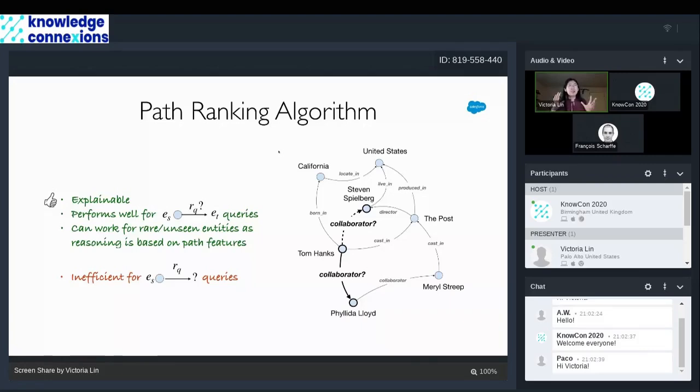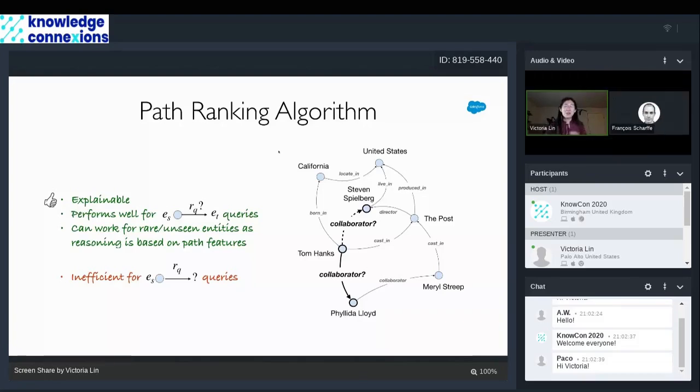And also, because we notice that sometimes the path features do not need to include entity information, this algorithm can work for rare or unseen entities. If we have an unseen entity, we can just find the paths that connect it to existing nodes in the knowledge graph, and then base on the paths to infer whether the entity has a relation to the source entity or not.